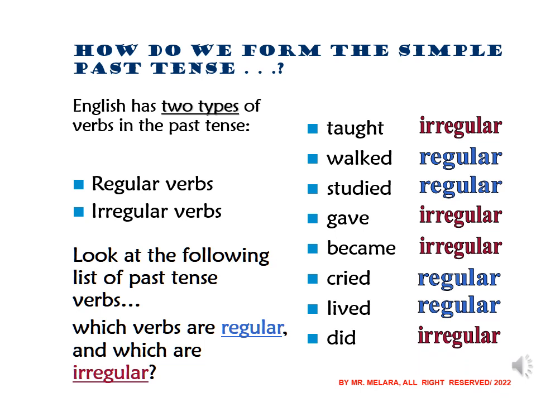How do we form the simple past tense? English has two types of verbs in the past. Number one, regular verbs, and number two, irregular verbs.